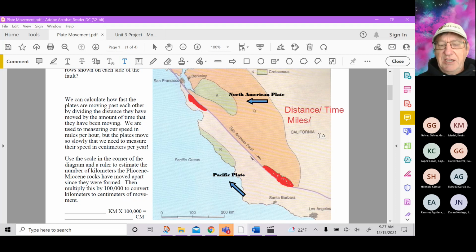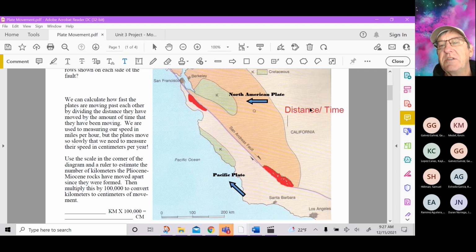Wouldn't this be the same as miles per hour, for example? Isn't miles a distance and hours a time? That's how we normally measure speed. When you were in physical science, we often measured speed or velocity with meters per second. But here, if we go back, I think it talks about this. We're used to measuring our speed in miles per hour, but the plates move so slowly that we have to measure their speed in centimeters per year.